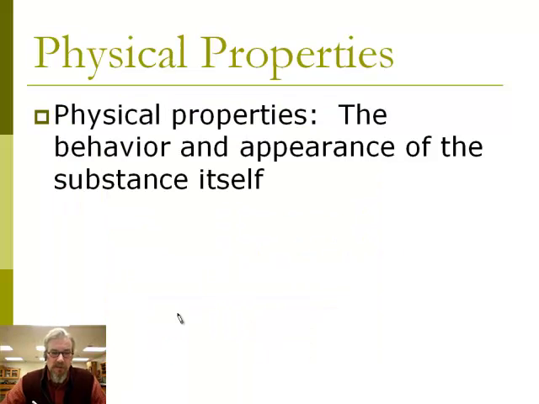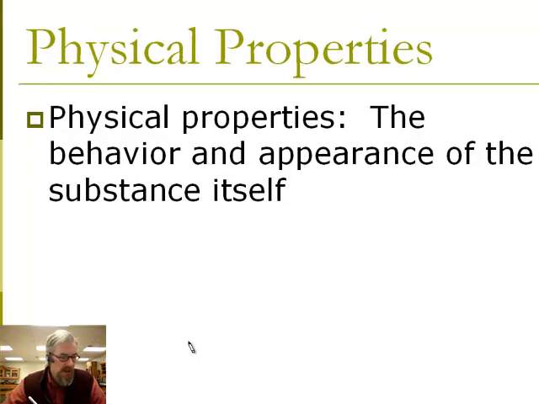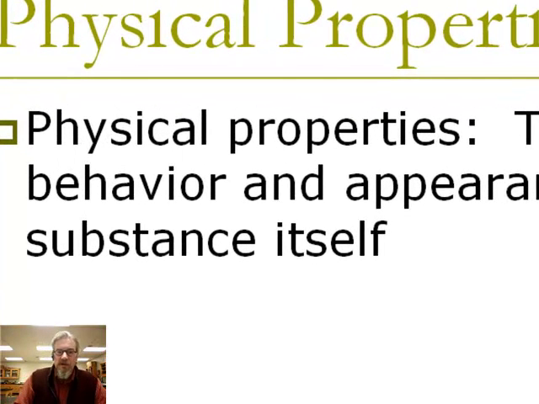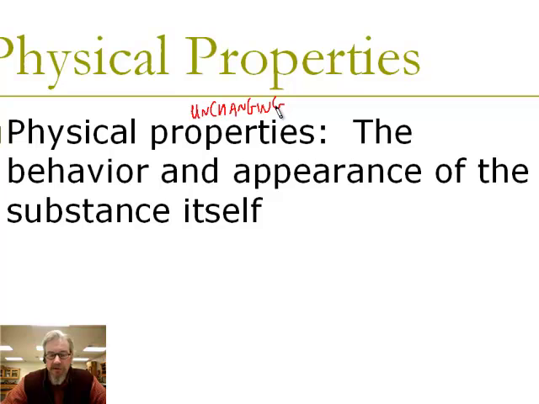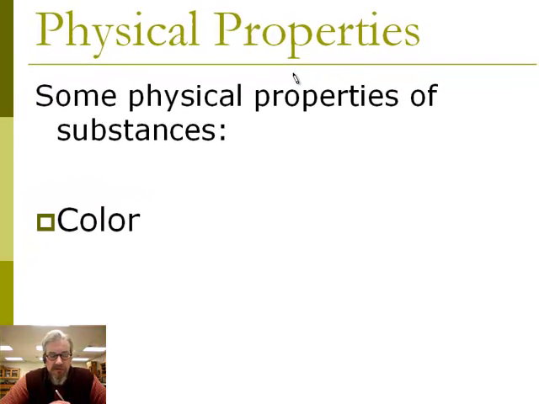First of all, let's take a look at physical properties. Here's how we can kind of define physical properties. First of all, a property is something that's an unchanging characteristic of a substance. Physical properties are unchanging behaviors and appearances of the substance by themselves, which is different from chemical properties. Here are some physical properties of substances.